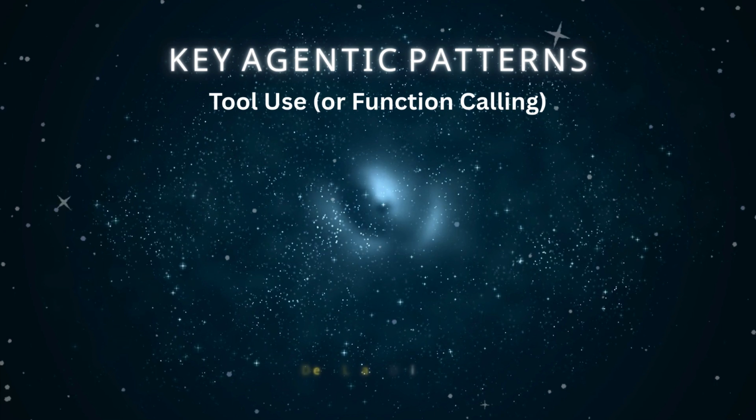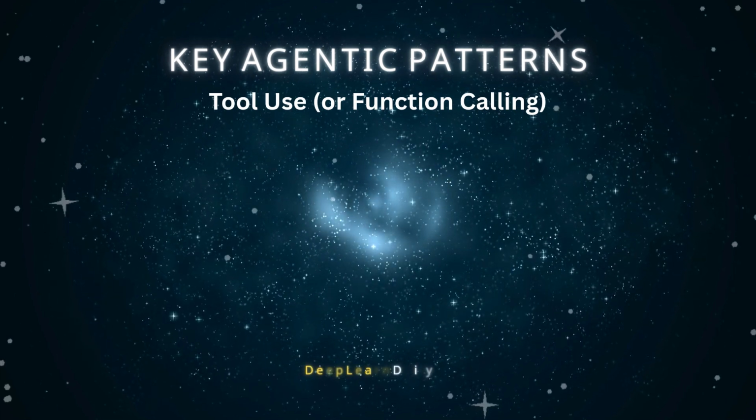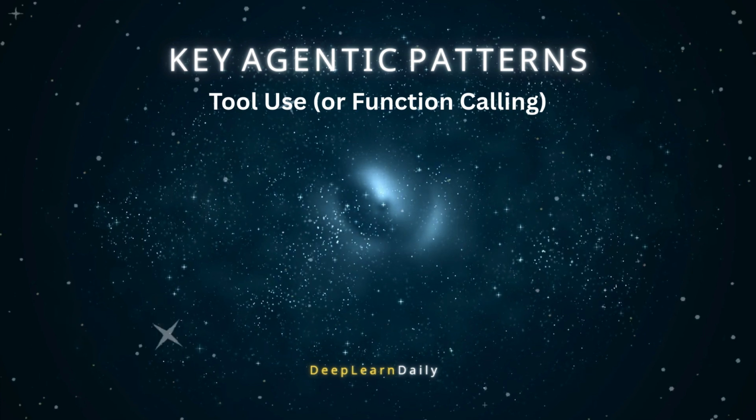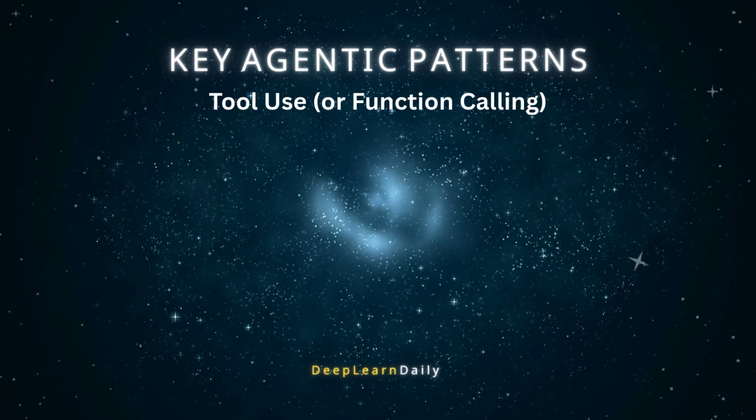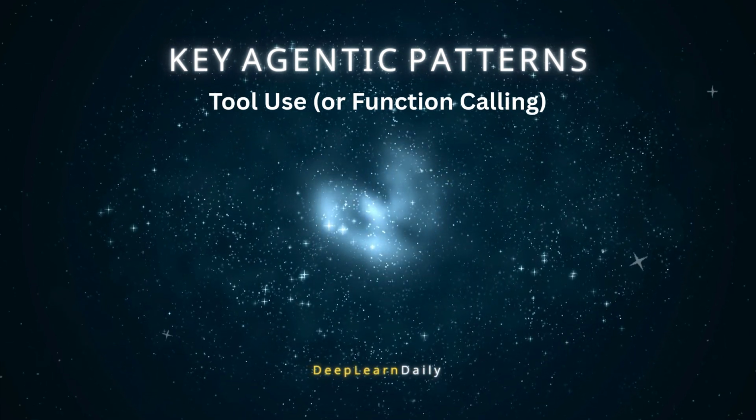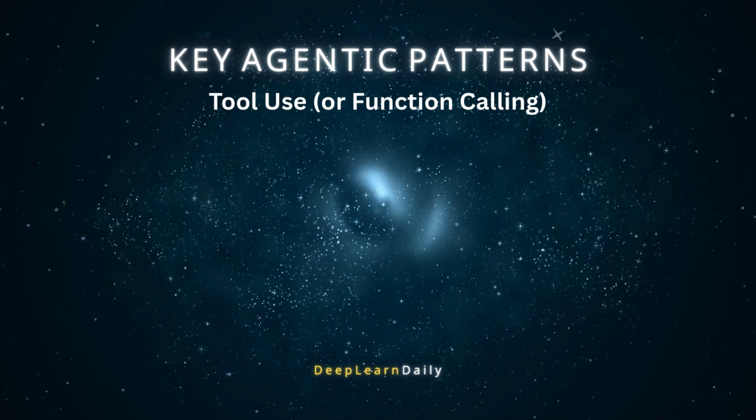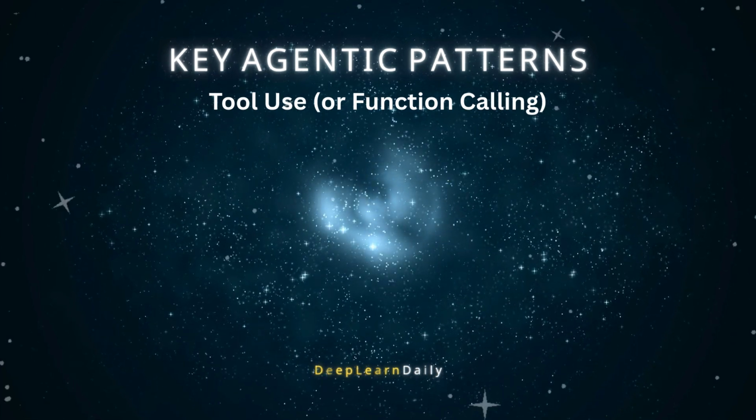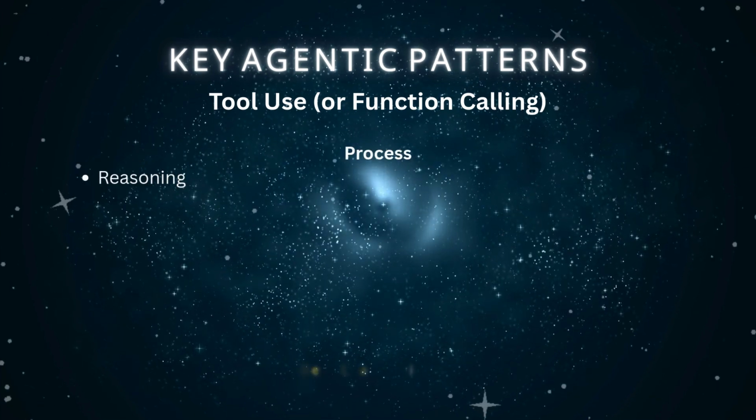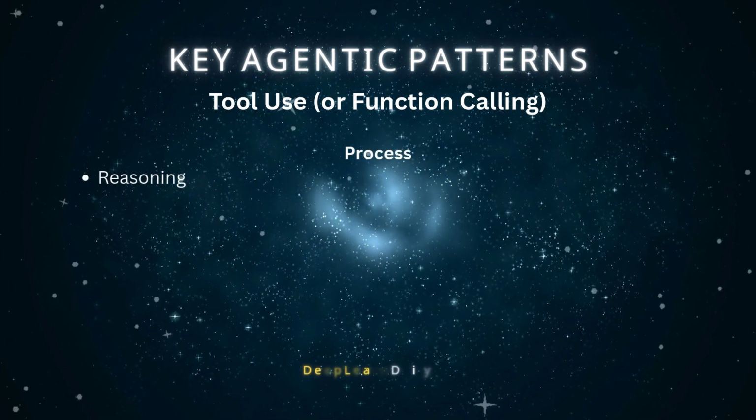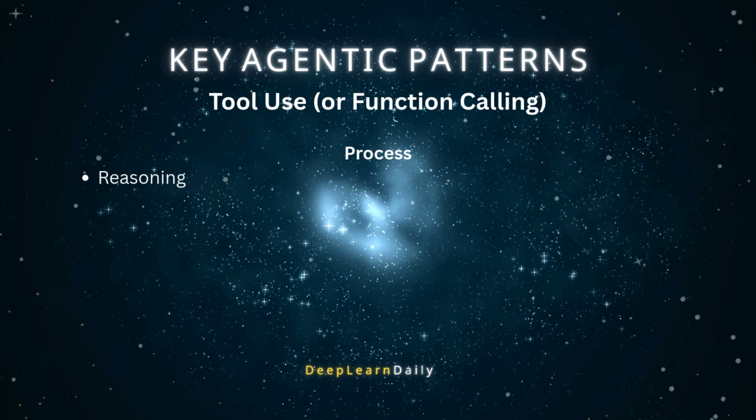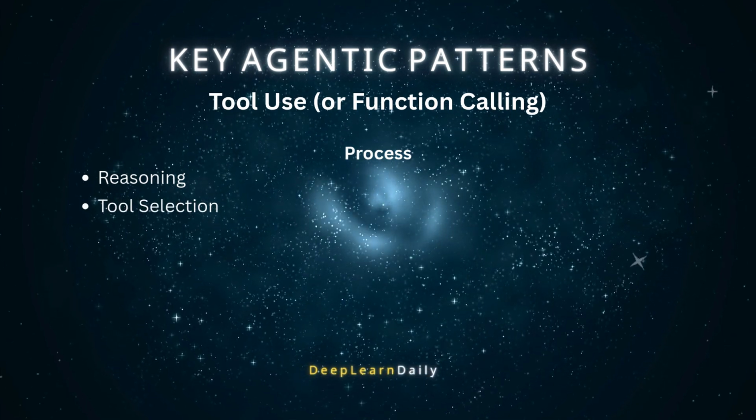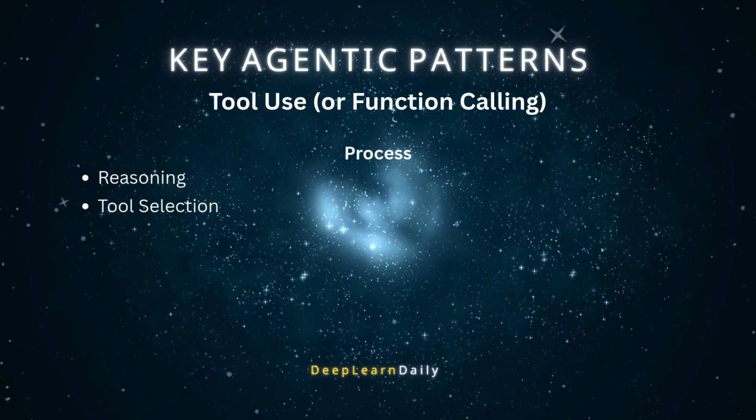Tool use, or function calling. This pattern enables the agent to interact with external tools and APIs to extend its capabilities beyond the inherent knowledge of the LLM. This allows agents to perform actions in the real world, access up-to-date information, and leverage specialized functionalities. Reasoning. The agent determines that it needs to use a tool to achieve its goal or gather necessary information. Tool selection. The agent identifies the appropriate tool based on its description and the current context.